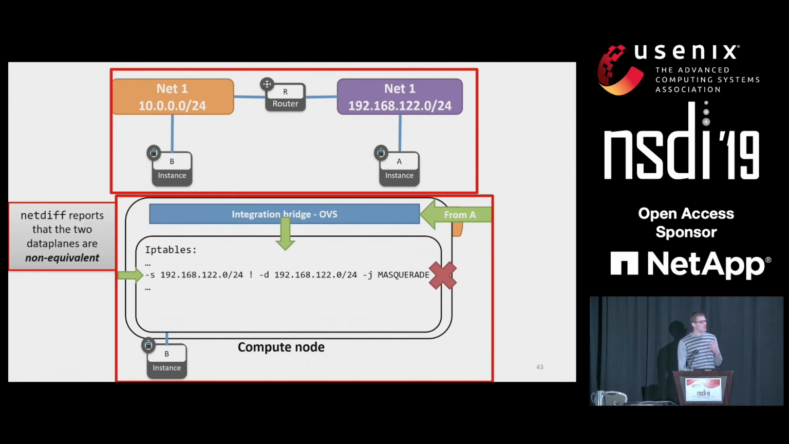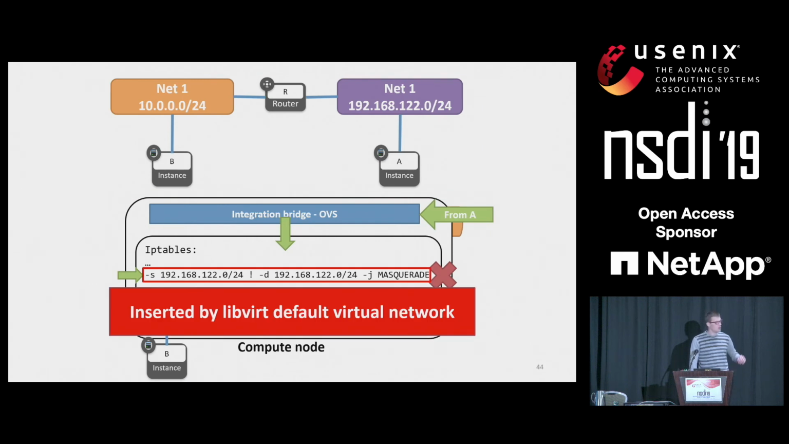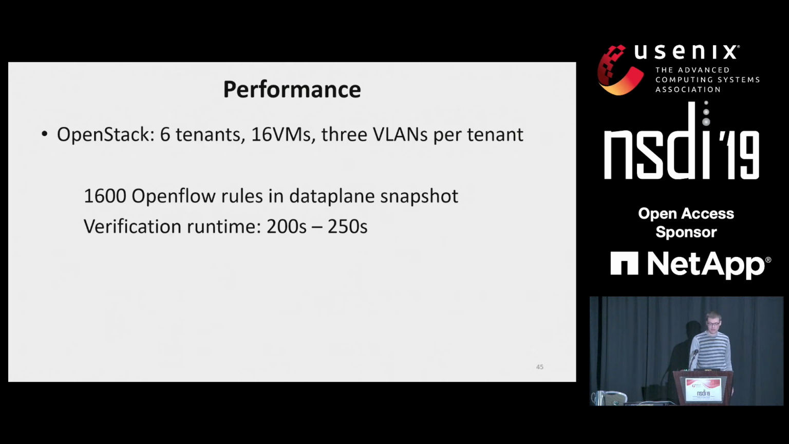This means netdiff reports that these two data planes are not equivalent, and it shows that there are packets which are reachable from A to B in the first topology, but not reachable in the second one. The origin of this mysterious rule is that it was inserted by libvirt, a tool stack for deploying VMs, in order to implement the default NAT network for KVM hosts.